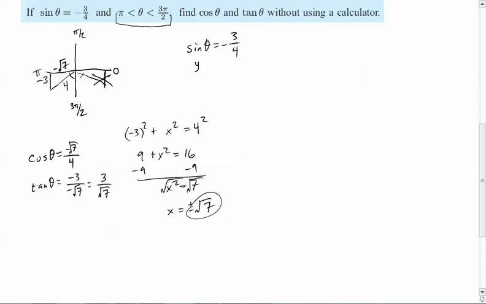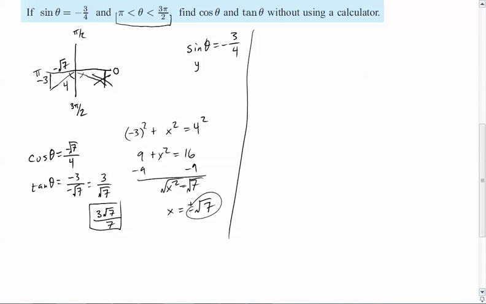Now, if your nerves are just driving you crazy because you're so set on rationalizing this, go ahead, rationalize it. It would be 3 root 7 over 7. Now, I'm not going to go through that process. If you need to learn how to rationalize, then go watch a video on rationalization. Don't watch one on trig. All right, here we go.